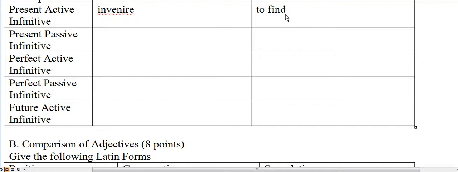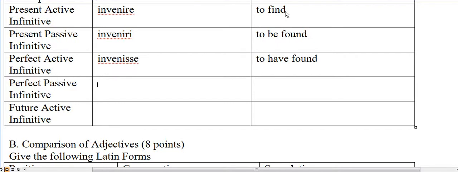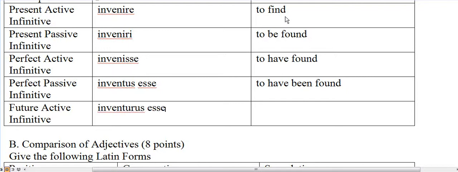Present passive infinitive: this is not third or third -io, so I'm just going to drop the -e and add an -i. It's to be found. Perfect active infinitive is the third principal part plus -isse, to have found. Perfect passive is just the fourth principal part plus esse, to have been found. Future active is the fourth principal part minus -us, add -urus, esse, to be about to find.